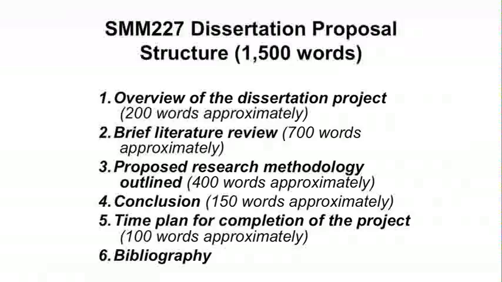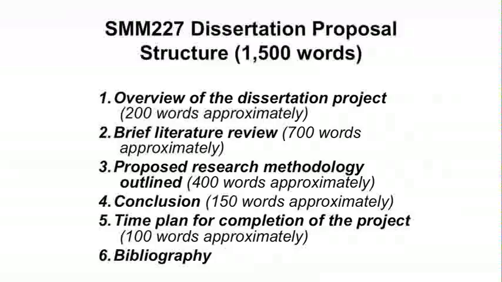So what does a dissertation proposal actually look like? Well, this is a 1,500 word overview of the work that you will be doing. So it gives us, at the beginning, a 200 word overview of the entire project. Okay, so what is this project about? A very, very brief literature review. And I always tell students a brief literature review should maybe analyze 10 key papers that are going to guide your research and help you to focus this particular topic.